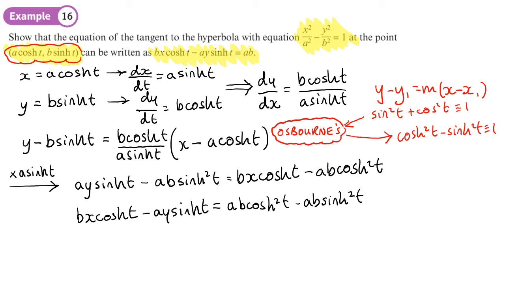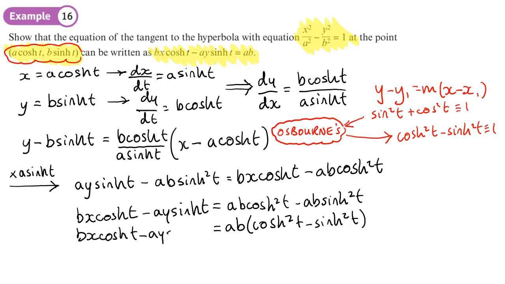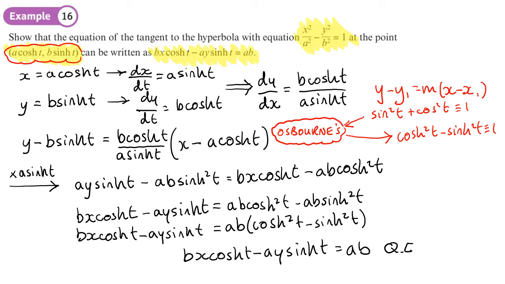So anyway, on this side over here, this can be factorized, so you've got ab times cosh squared t minus sinh squared t, well that's 1, so we get the result as required. So I need to write this out over here, minus ay sinh t. So final result, bx cosh t minus ay sinh t equals ab, as they require.